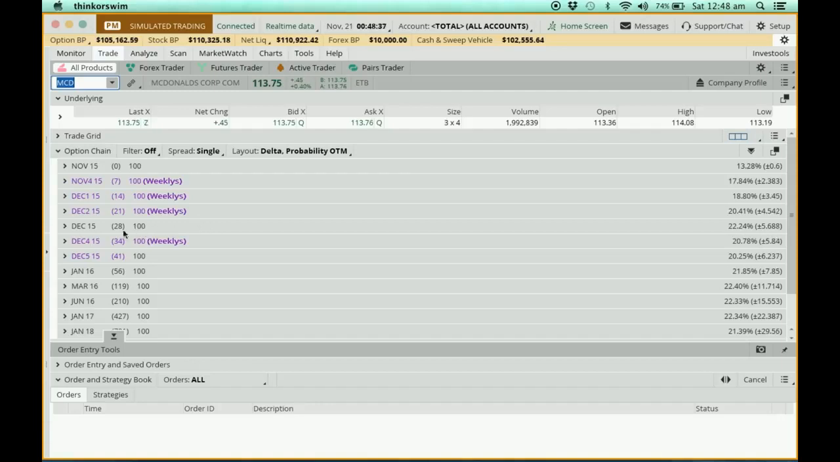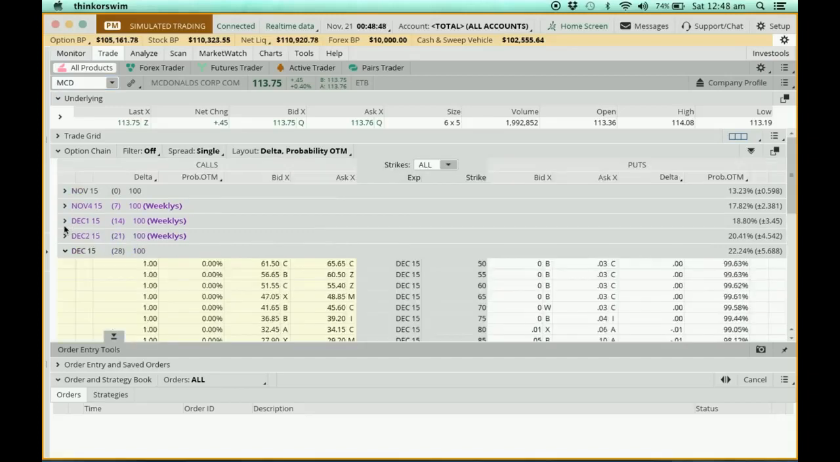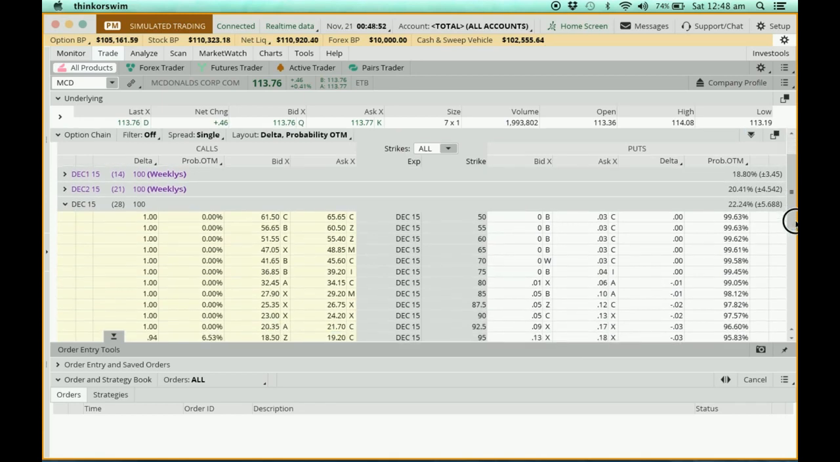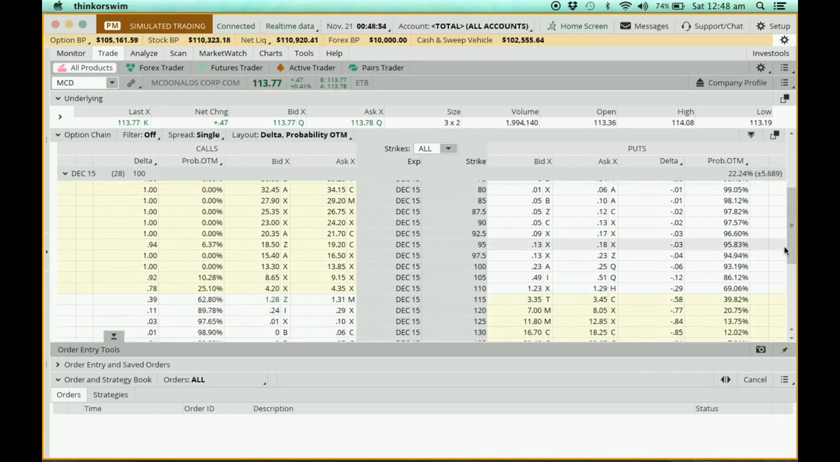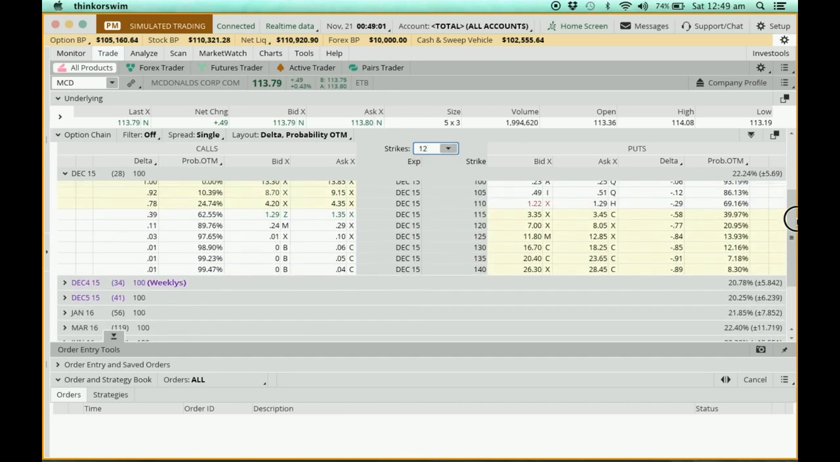So I will look at the December 2015 put. This one says that it's 28 days from now, so it's about 1 month from now. So I'll just click. Now you can see that there's a drop down of all the options. There are just too many of them, so maybe I'll reduce it to 12. Maybe it's easier to see.